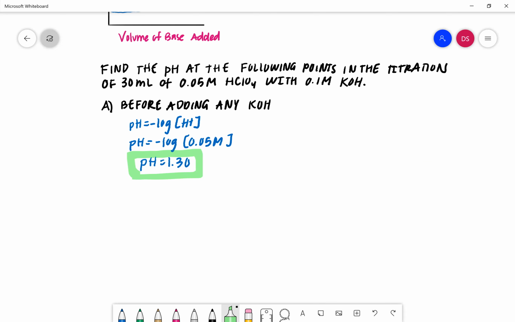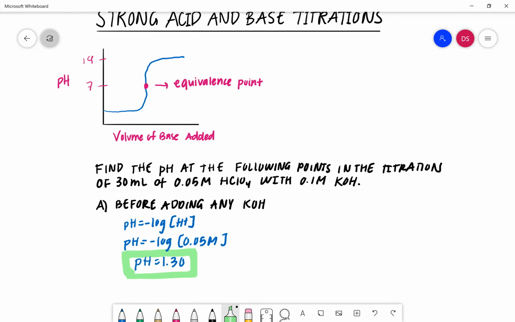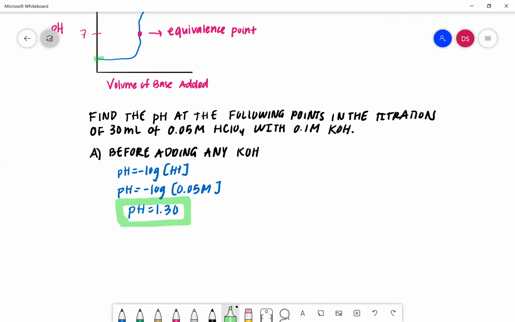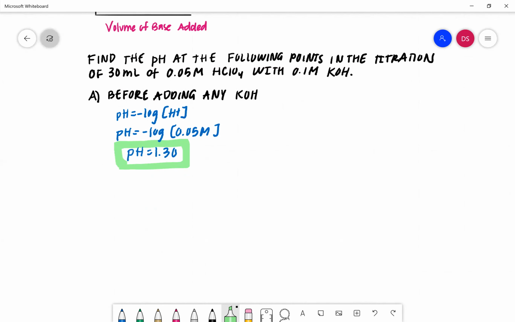And if we go back and look at the graph, we can see that it normally starts right here, and it's a good estimate of what we should be finding before adding any base. We should have a very acidic solution. It's only acid in the solution that's present.